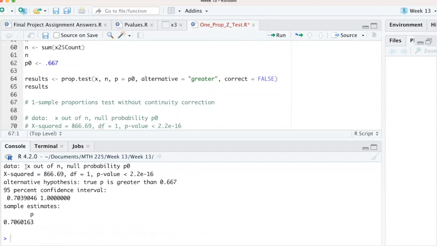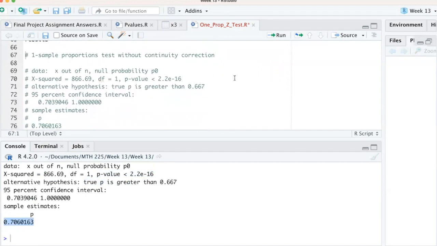It tells you we have X out of N. This is how you get your sample proportion. The null probability is the P0 that we've assigned, 0.667. You have the p-value here. They give it to you in scientific notation. It's very small, 2.2 times 10 to the negative 16. And there it recognizes that the alternative hypothesis is that p is greater than 0.667. It gives you the confidence interval, and then down here it gives you the sample proportion.